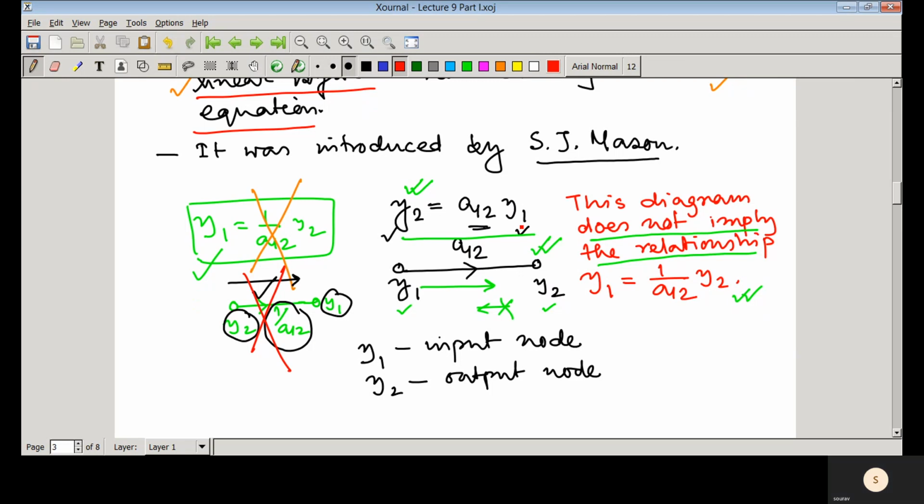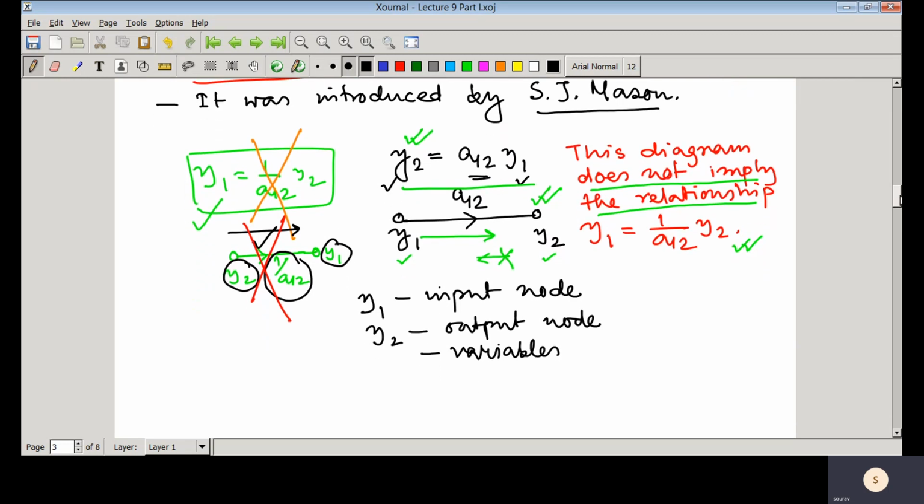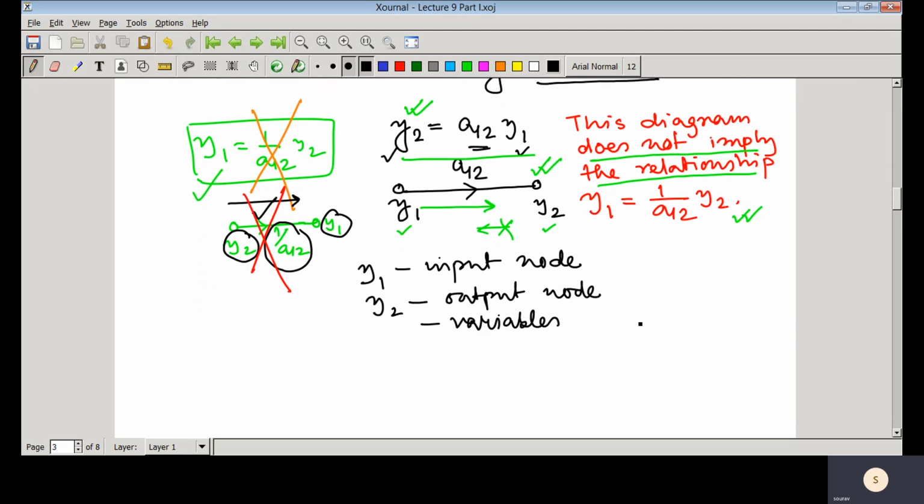Now here you can see the variables. Two variables are there, the input variable and the output variable. Variables are represented by nodes, and A12 is the gain.